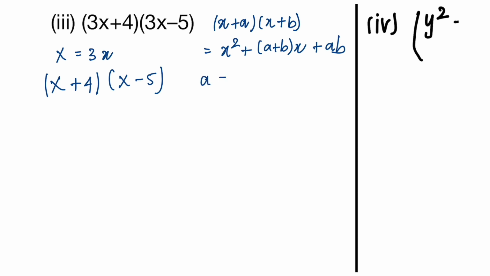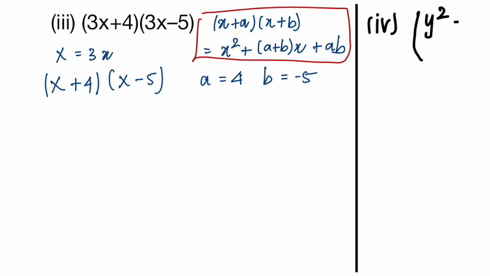And here you can say a is equal to 4 and b is equal to minus 5. So you can apply the same identity, the very same identity that we have applied for the last two questions as well. You can apply the same identity and solve this as well.